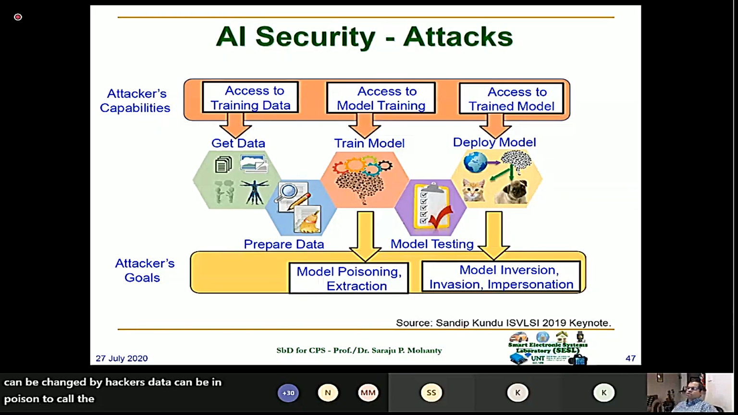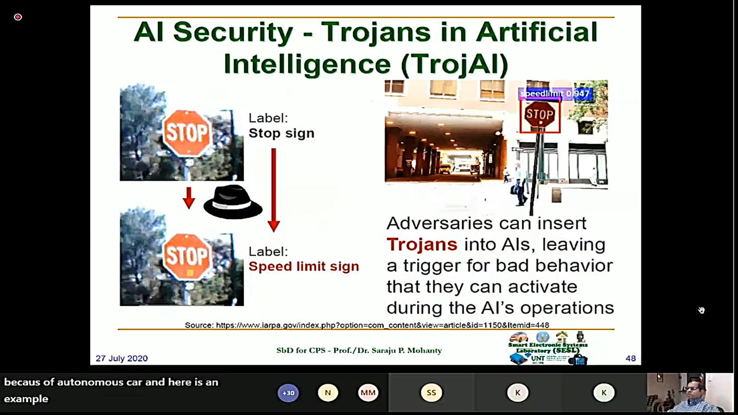Okay, all these are different problems, and those are AI security aspects that people are now worrying about, particularly because of autonomous cars. And here is an example of how AI security is critical.